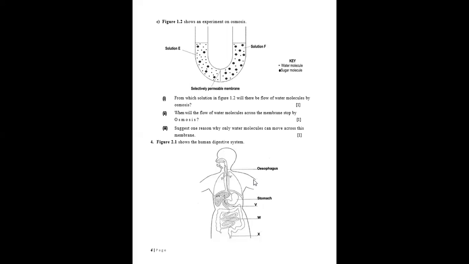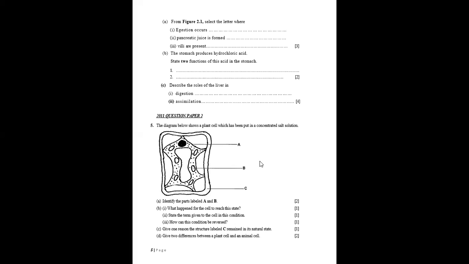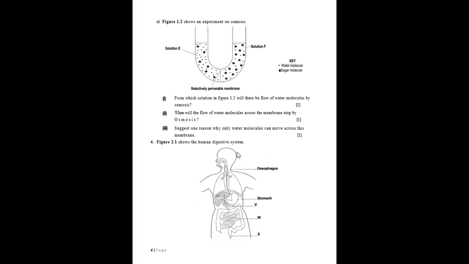This is the human digestive system: esophagus, stomach, V, W, X, anus, small intestine, pancreas. Okay, let's get to the question. From figure 2.1, select the letters where egestion occurs. Egestion is the removal of the undigested food particles. We have 5 processes, though others say 6 or 7, but let me just say 5.